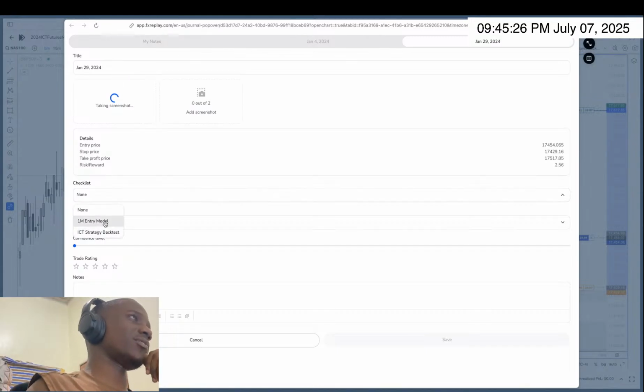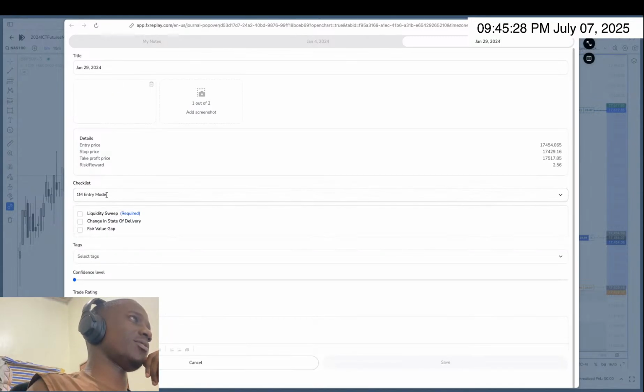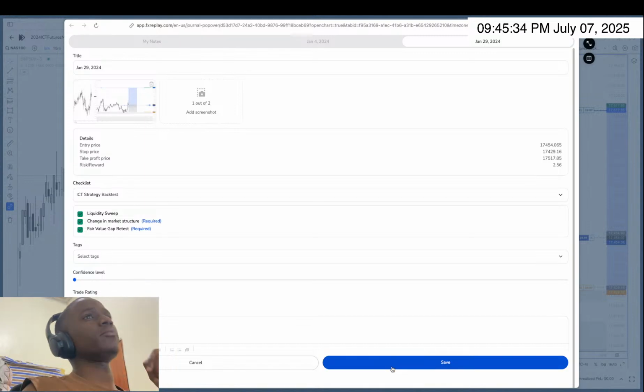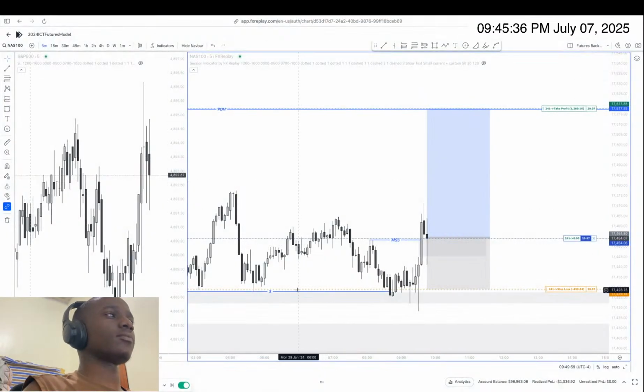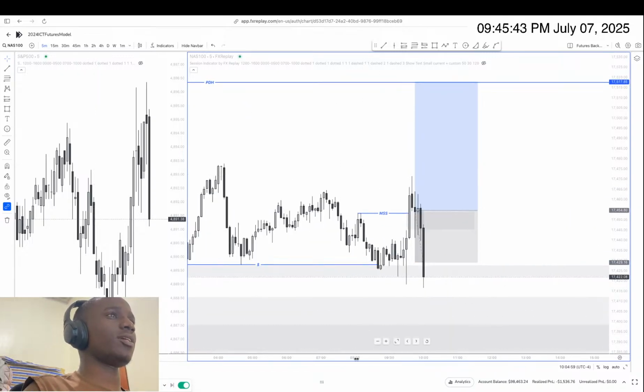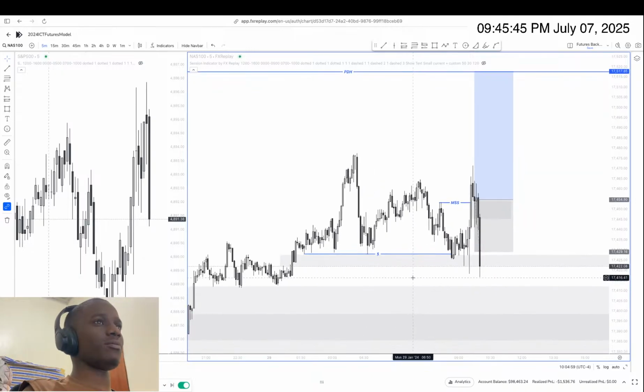So, checklist: this was the 1-minute entry model. We had the change in market, we had the fair value gap retest and the liquidity sweep. So let's see what happens here. We end up getting stopped out, not a bad entry. Keep in mind we're still bullish.